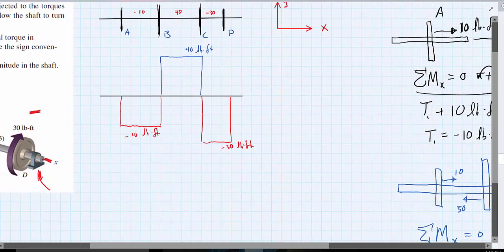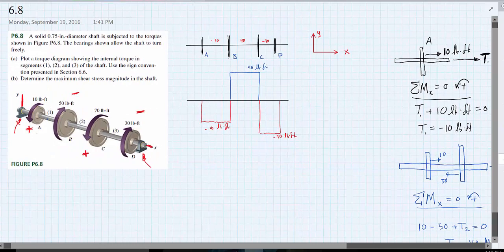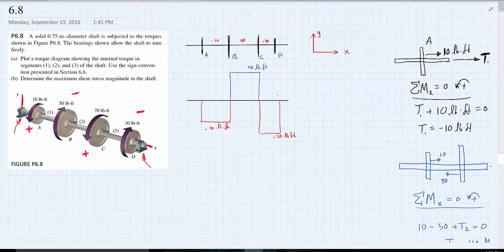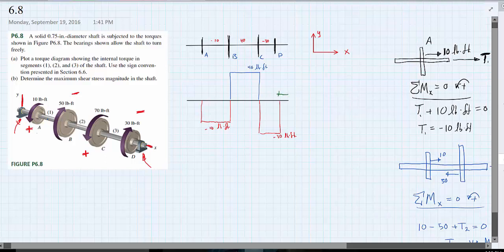So if you think about this, let's look at our diagram again, the original one. And if I start at D and I walk along the member from D to A, right? We're walking in that direction. If I start at D, we have an immediate jump at D of negative 30 foot-pounds, and that's true on our diagram here. So it jumps to negative 30. It walks constant until we get to C. And then there's a positive 70 foot-pounds.